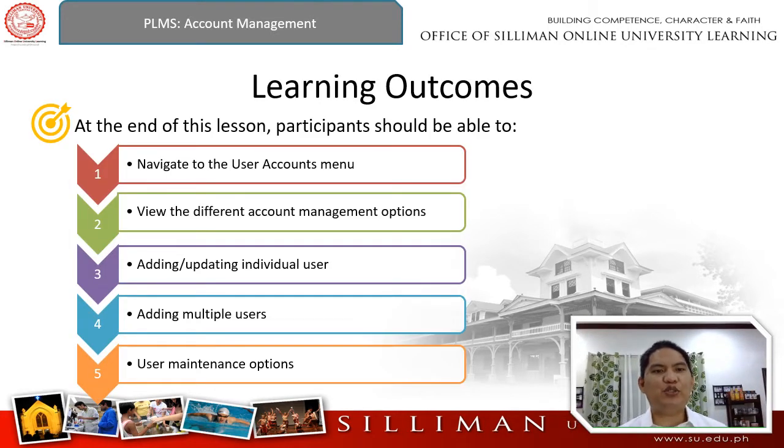At the end of this module, you should be able to apply the following in your PLMS. We navigate to the user accounts menu. The accounts has a lot of options actually, so we will also view the different account management options. We will be able to upload and add individual users. At the same time, we can also add multiple users using a CSV file. And then we are going to look into user maintenance options. We'll try to log in to one particular user to see if the changes are already working or not.